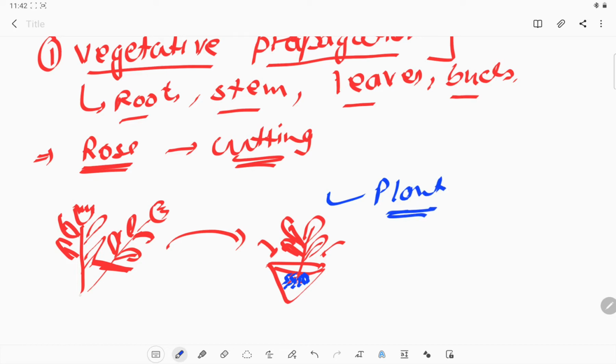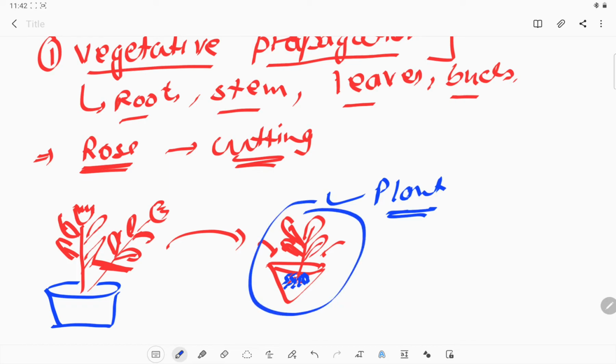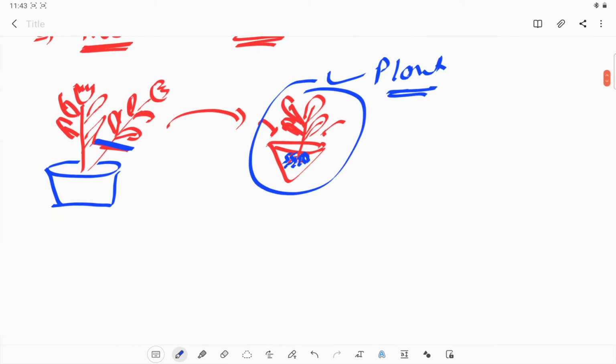So from this plant we are getting another plant without any fusion of gametes, without any fertilization, without any other process. We are just cutting that stem and burying that stem into the soil, and from there we are getting the new plant. This is known as vegetative propagation, and this vegetative propagation is the cutting process.